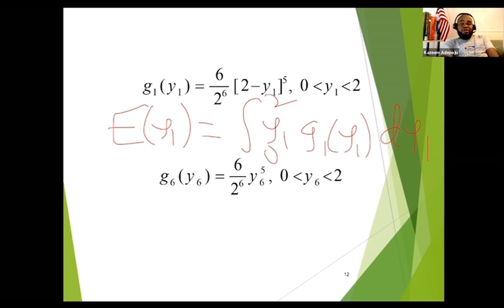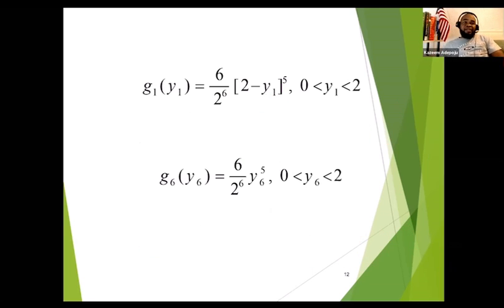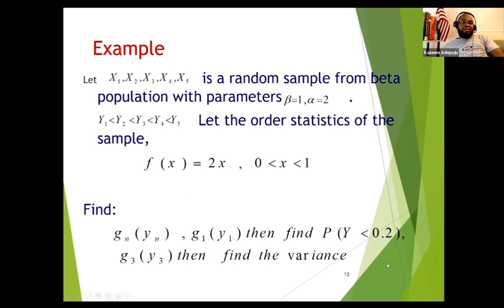You can find the variance as well. You can also be asked to find the expected value of y6, over the range from 0 to 2. You can be asked to find the mean, you can be asked to find the variance, and so on, because they represent the probability distribution of the smallest. The smallest becomes a random variable, and the largest also becomes a random variable. You can find the average, okay?